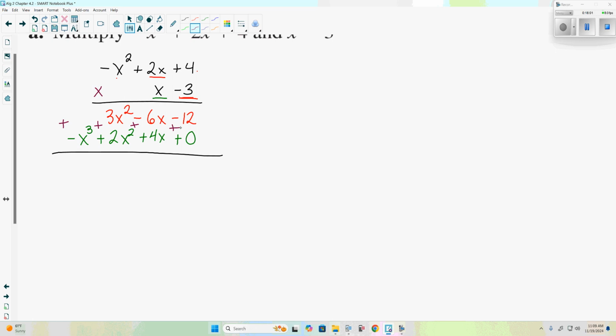Negative 12 plus 0 is, well, negative 12. Negative 6x plus 4x is negative 2x. 3x squared plus 2x squared is 5x squared. And since we don't have anything with our x cubed, we get negative x cubed. I don't know about y'all, I would prefer just doing this horizontally over vertically. It's not bad, it's just trying to make sure we keep everything lined up and in a nice order.